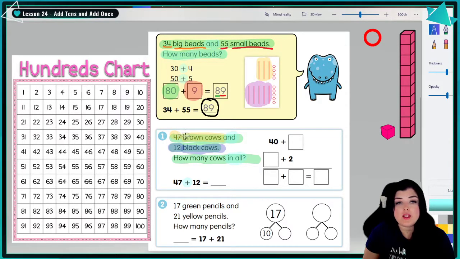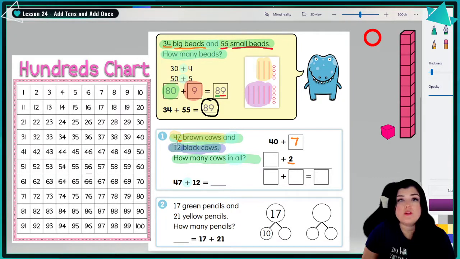But I also want to make sure I include my ones, so I'm going to write my 7 ones in the box, because there's 7 ones in 47. 47 might have 4 groups of 10, which makes 40. But we also want to make sure we include the 7, because 47 and 40 are still 2 different numbers. Next, I'm going to look at my second part, which is 12. And I know that 12 has 2 ones, but how many groups of 10 in the number 12? How many groups of 10? If you said 1, you're right.